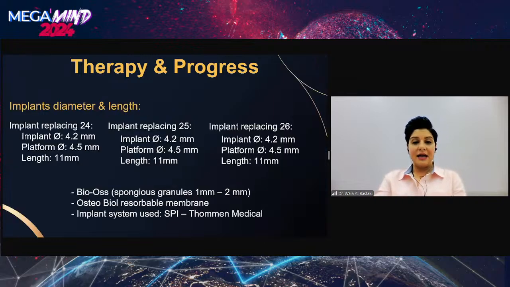Implant diameter and length. I placed the same size of implants in the 3 areas. We managed to put 11 millimeter implants after elevating the sinus. Implant diameter was 4.2 and the platform was 4.5. Osteobiol sponge granules 1 to 2 mm were used, Osteobiol resorbable membrane, and the implant system was SPI Thommen Medical.